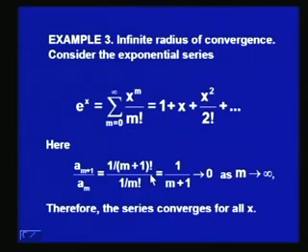Next, we take an example of the series which has an infinite radius of convergence, that is it converges for all values of x. Let us take the example of the function e to the power x, which can be written as 1 plus x plus x square by 2 factorial and so on. If we find here a(m+1) over a(m), it turns out to be 1 over m plus 1, which we see goes to 0 as m goes to infinity, and therefore, r is equal to infinity in this case, and so the series converges for all values of x.